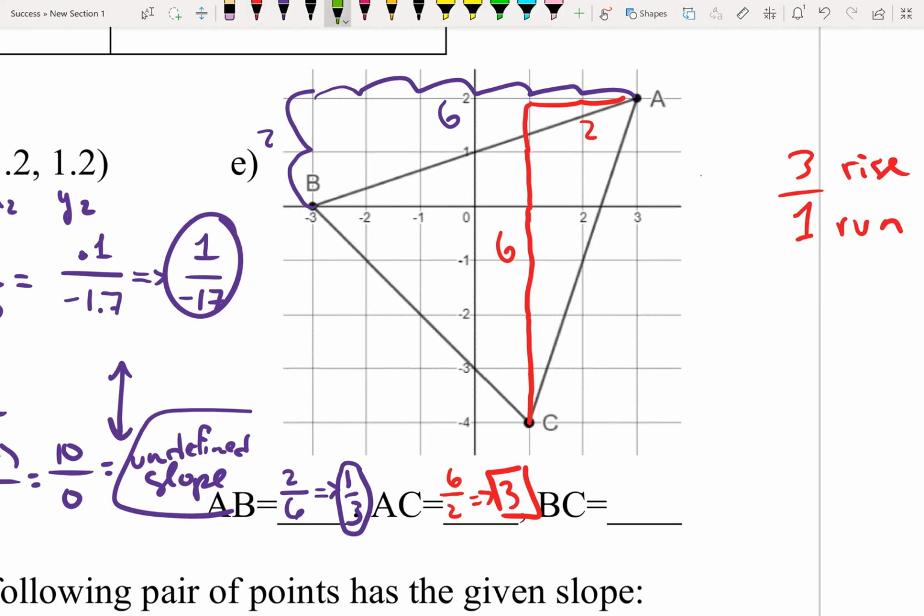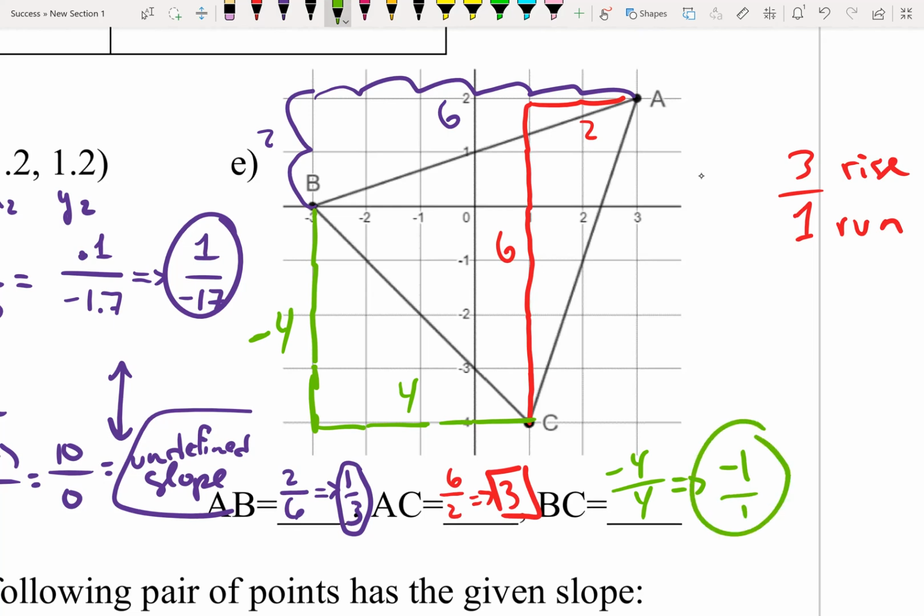And last but not least, from B to C, right? I'm going down 1, 2, 3, 4. If I go down, that is a negative. So negative 4 over 1, 2, 3, 4. My rise over run is negative 4 over 4, which actually reduces down to negative 1 or negative 1 over 1.